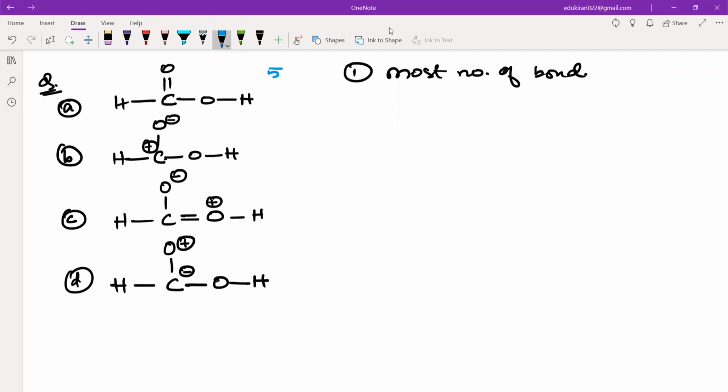What about this one? The B structure, how many bonds? 4. 4 bonds. This one, how many bonds? 5. What about this one? How many bonds? 4. Okay. Now you will first of all compare the most stable one. So we are done with bonds.